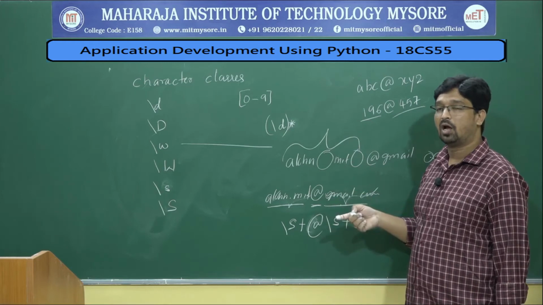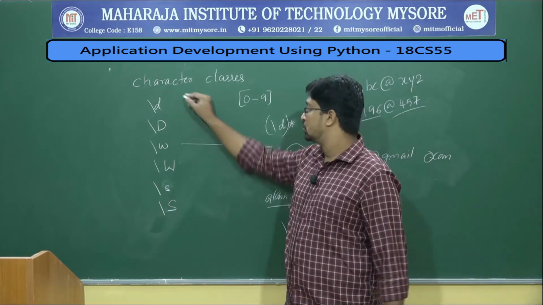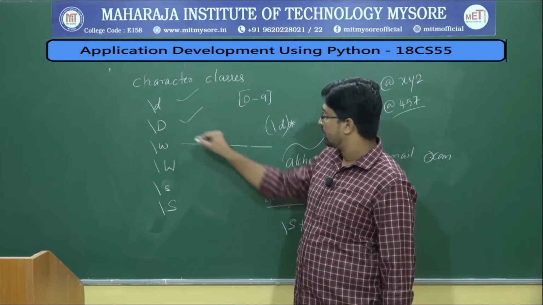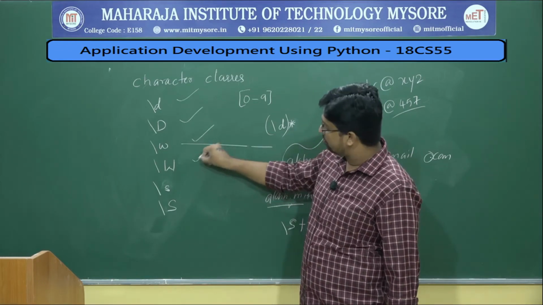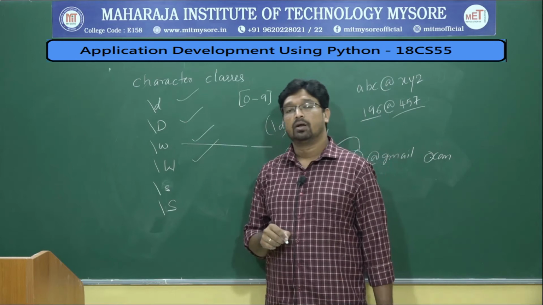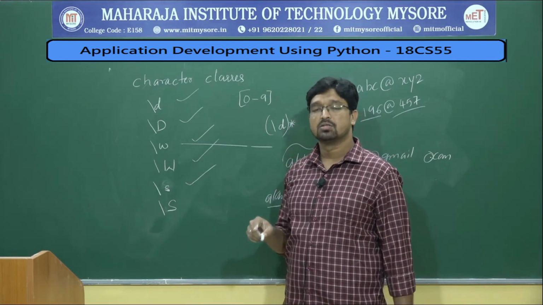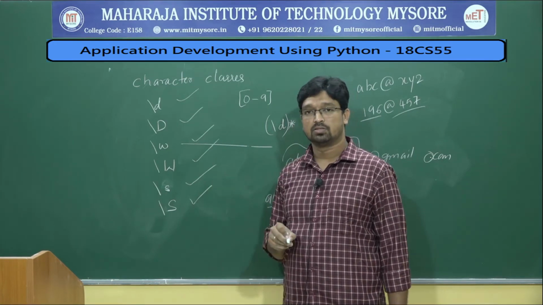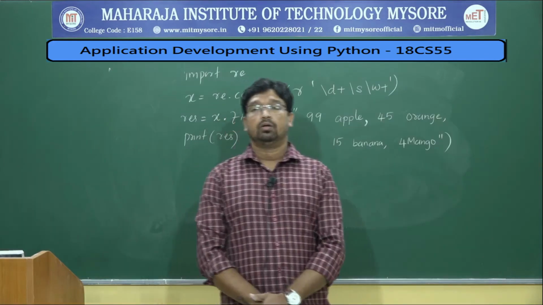So later we will check how to validate the email ID, but these are the character classes: to match digits, not to match digits, to match characters, numbers, underscore, not to match characters, numbers, underscore, to match white spaces, that is spaces, not to match white spaces. So this is what a character class is.